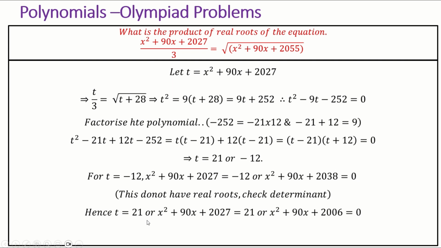For t equal to 21, x square plus 90x plus 2027 equal to 21, or x square plus 90x plus 2006 equal to 0. You can check the discriminant, it is positive, so it has real roots. The product of real roots, you don't need to find the roots. The constant term is the product of the roots. So the product of real roots equal to 2006. That's the answer.